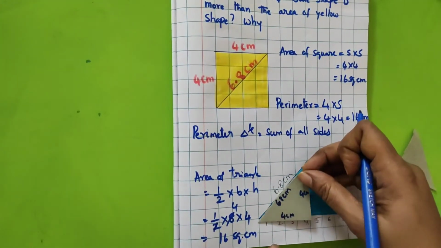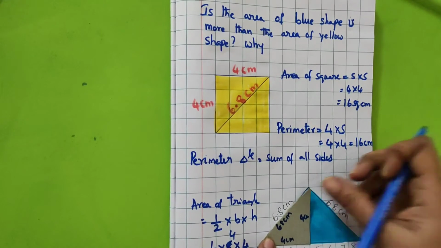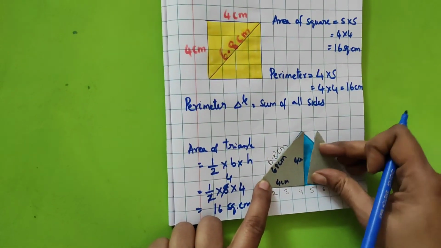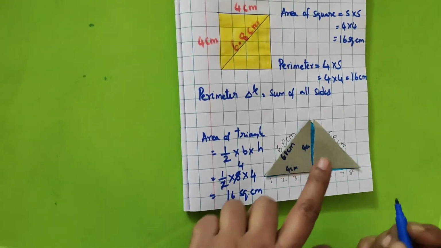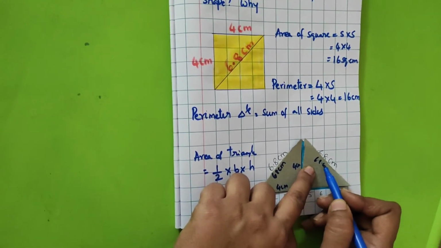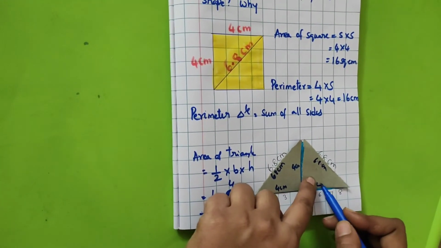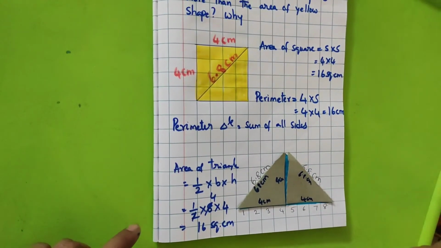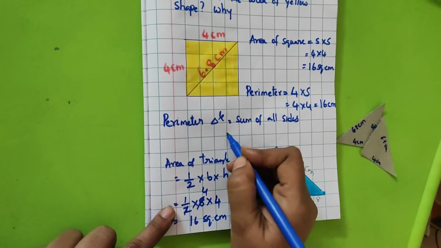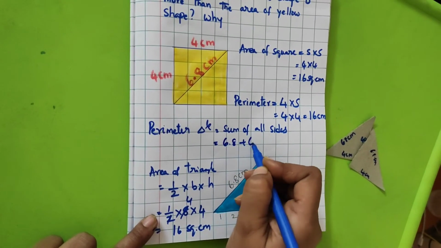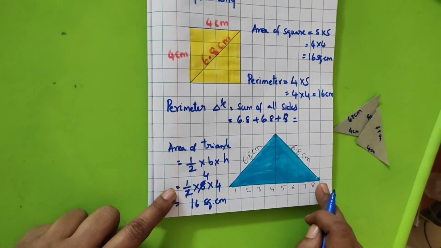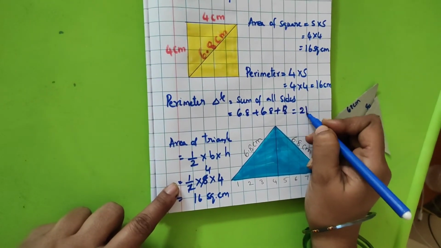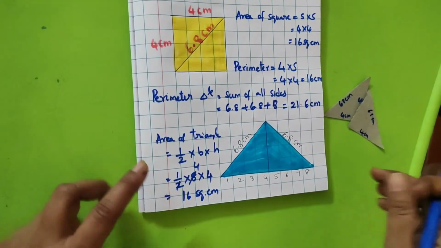The 2 parts were placed like this as a triangle. Then this side is 6.8, and this side also becomes 6.8. This is 4 and this is 4. The total sum of all sides is 6.8 plus 6.8 plus 4 plus 4, which is 8 total, so 21.6 centimeters.